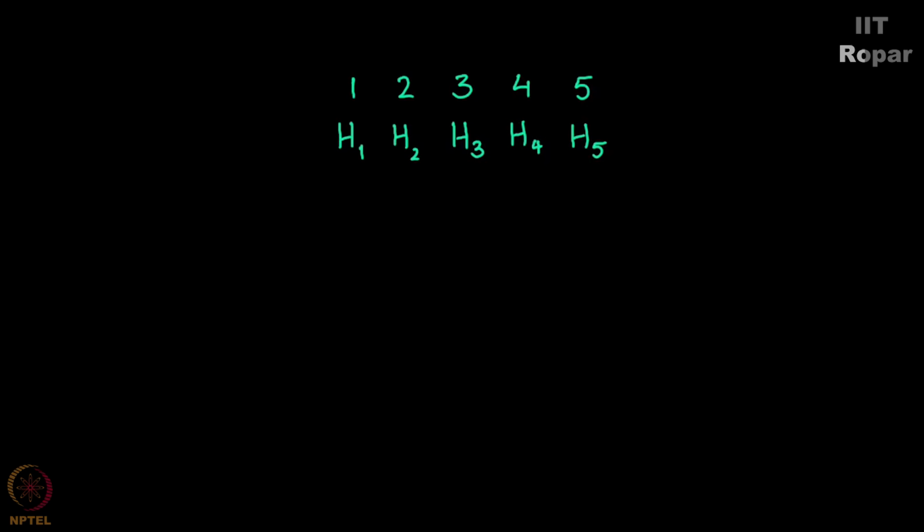A possible enumeration would be something like this: 1 going to H4, 2 going to H1, 3 going to H5, 4 going to H3 and 5 going to H2. This is possible. Now, let us see in how many ways these people cannot go to their respective houses. So, what do we have to find out here? First let us find out what the conditions are, right?